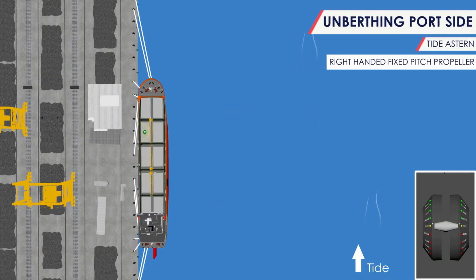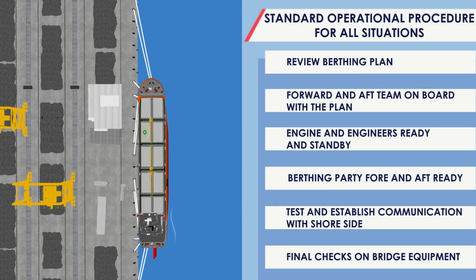Unberthing port side to, tide astern, no wind. The trick here is to clear the berth by allowing a wedge of water to flow between the dock wall and the ship's side, so forcing the vessel off the berth.